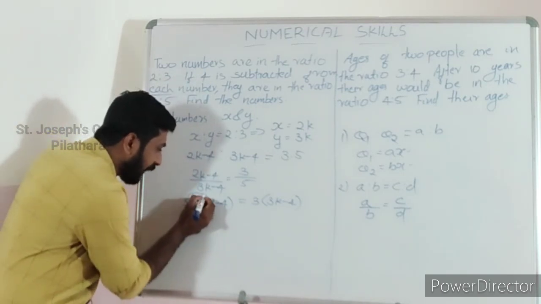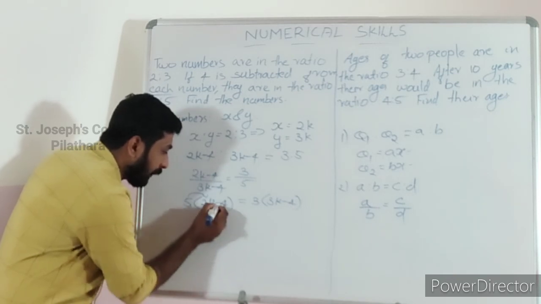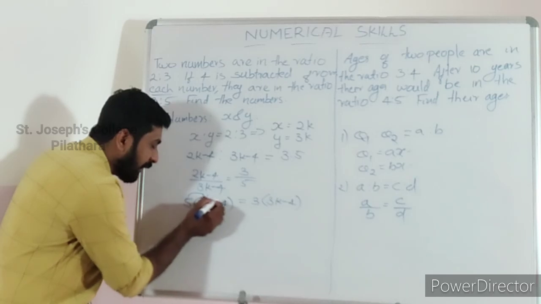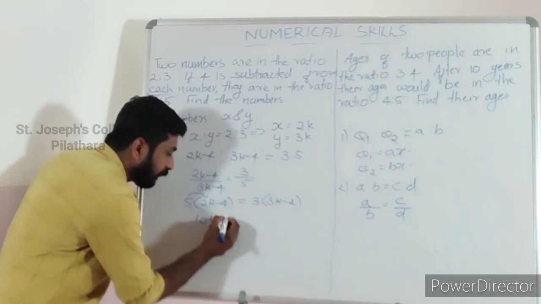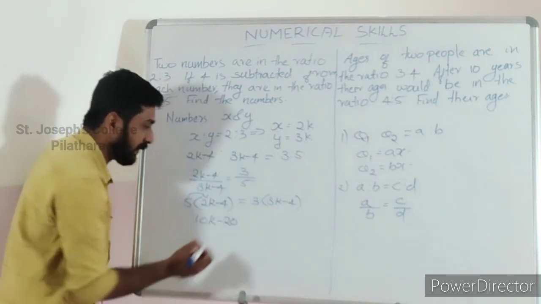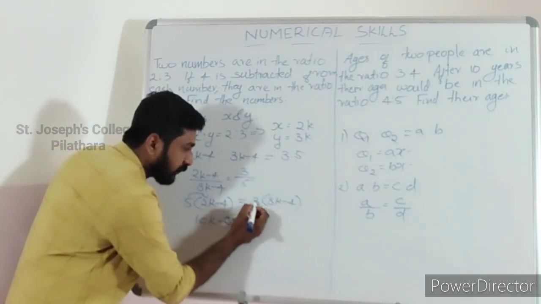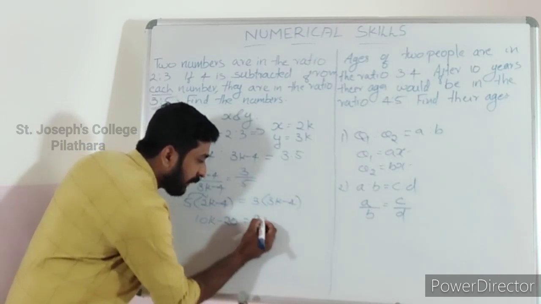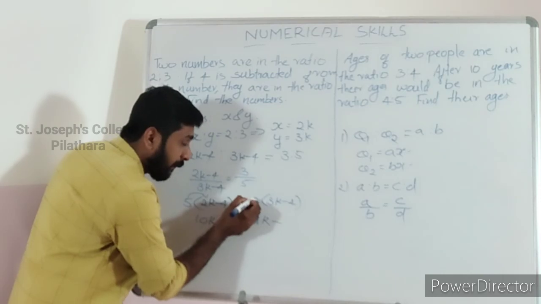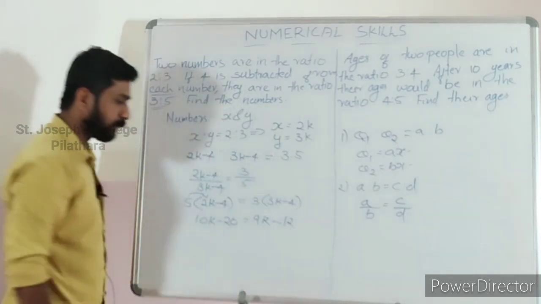Multiplying 5 with 2K, it becomes 10K. Minus, put this minus here. Then multiply 5 with 4, 5 into 4 is 20. 10K minus 20 is equal to, multiply 3 with 3K, 3 into 3 is 9, so 9K. Put this minus here. Multiply 3 with 4, 3 into 4 is 12.